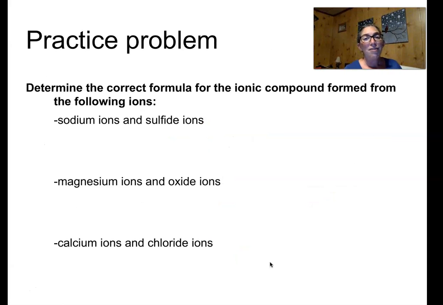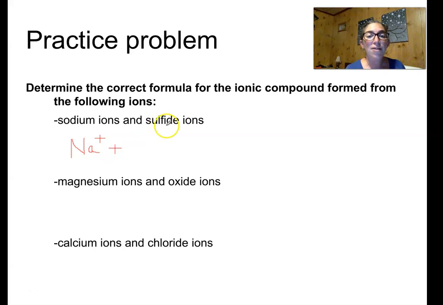So we're going to do several practice problems now. And these problems ask you to determine the correct formula for the ionic compound that's formed from the following ions. And it gives us the names of the ions. So what we need to do is write out those ions. So a sodium ion. Sodium is Na. And we look at the periodic table. It's in group 1, which means it has a +1 charge when it forms an ion, because it has 1 valence electron that it loses.